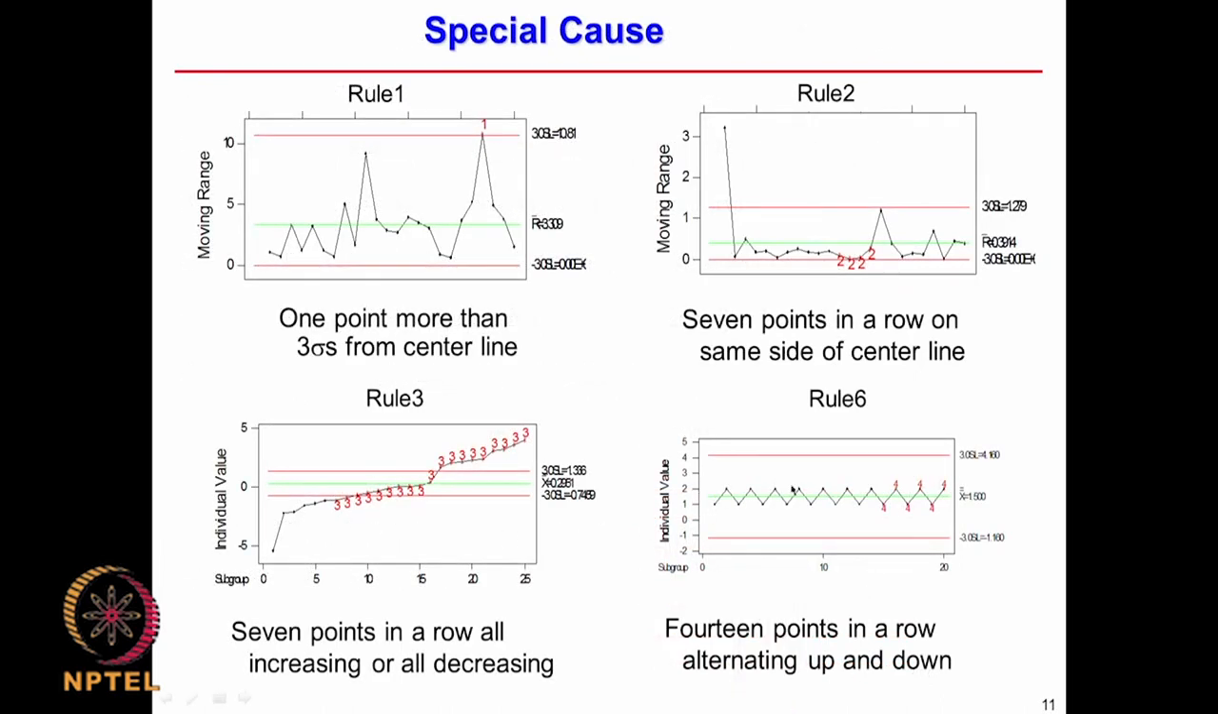14 points going up and down, up and down, up and down with respect to the mean. So, obviously, there is a problem. You do not have to question why 14, why not 16. Yes, it could be, but as I said, it is just taken based on experience.